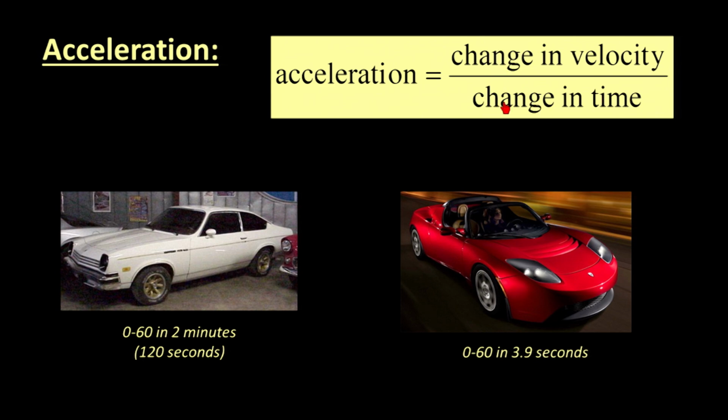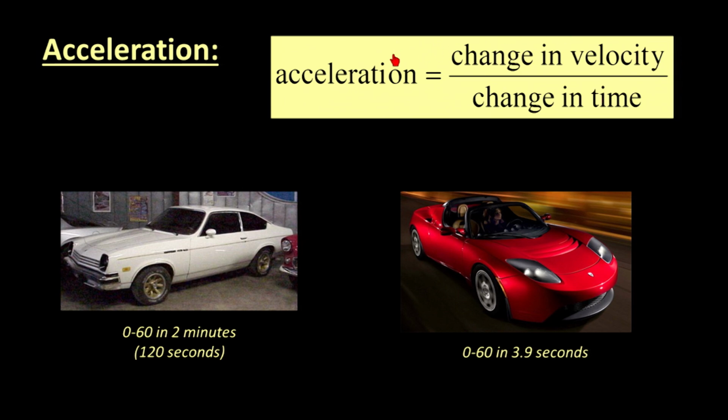The bottom is really what makes one car have a different acceleration than the other. Both cars go 0 to 60. But notice the Tesla does it in 4 seconds, whereas the Vega does it in 120 seconds. So the fact that the bottom is small for the Tesla makes the acceleration large. So even though both cars end up going 60 miles per hour, the one that does it in the least amount of time has the greatest acceleration.